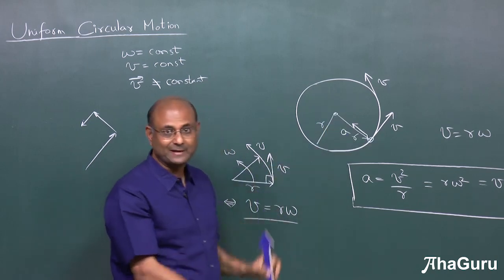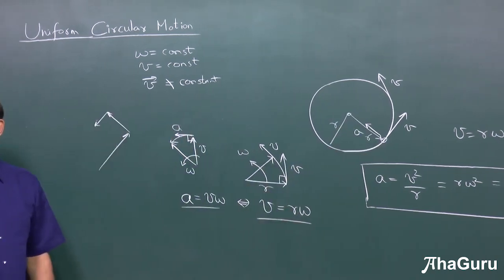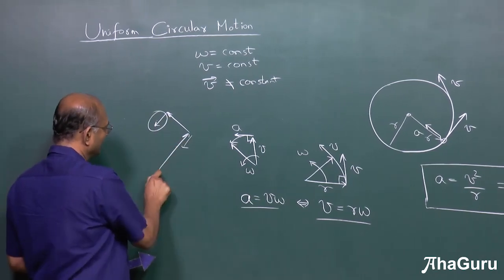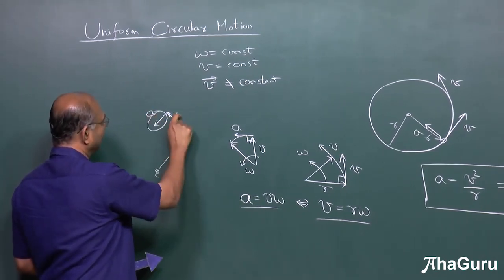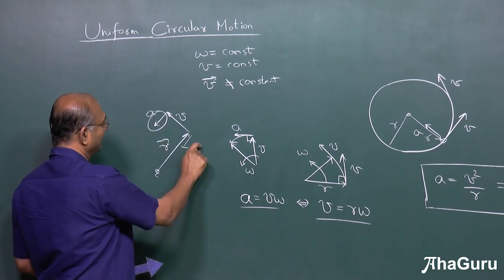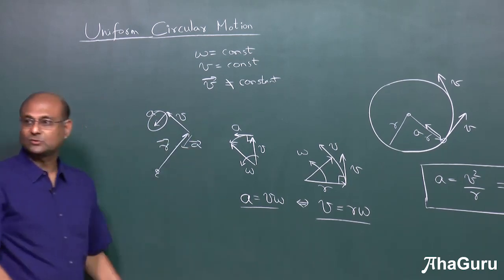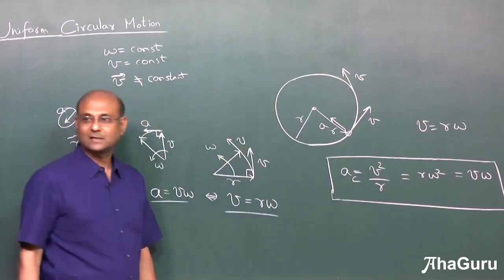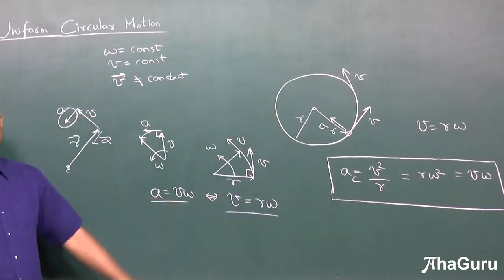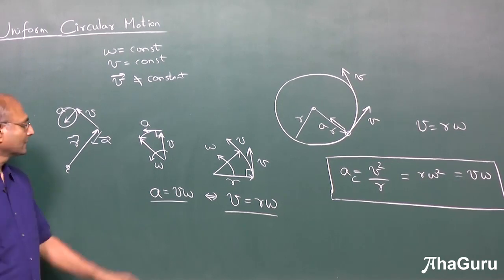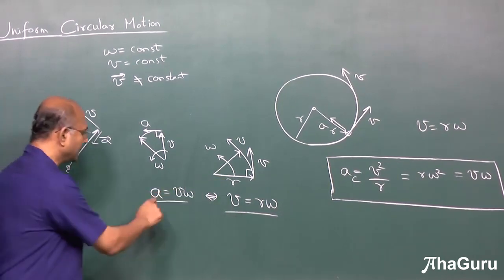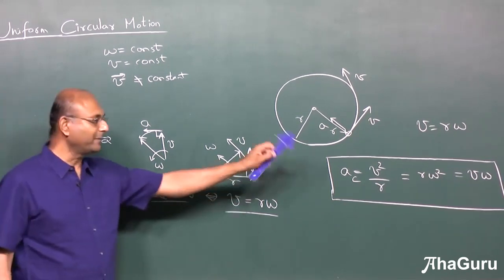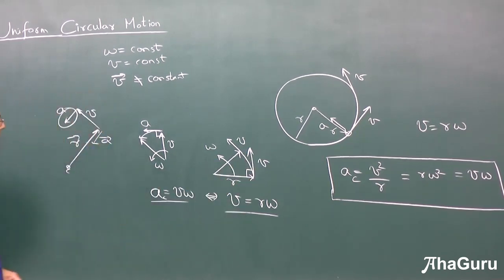If you bring it back to the particle, what is the direction of the acceleration vector? Towards the center. So this vector, when I bring it to this place, this would be the center. So this is acceleration, velocity, radius vector. So the acceleration vector points towards the center. So we call it centripetal acceleration, towards the center acceleration. Is that okay? So this is the centripetal acceleration, which is v into omega or v square by r or r omega square. So we know this.